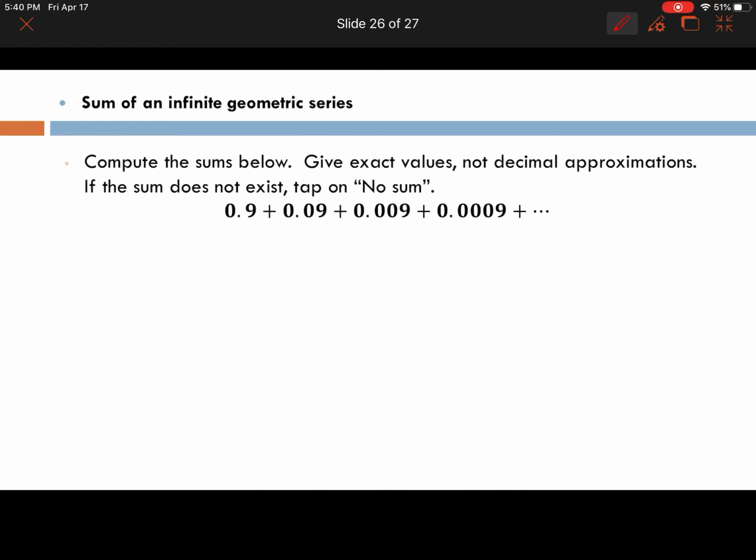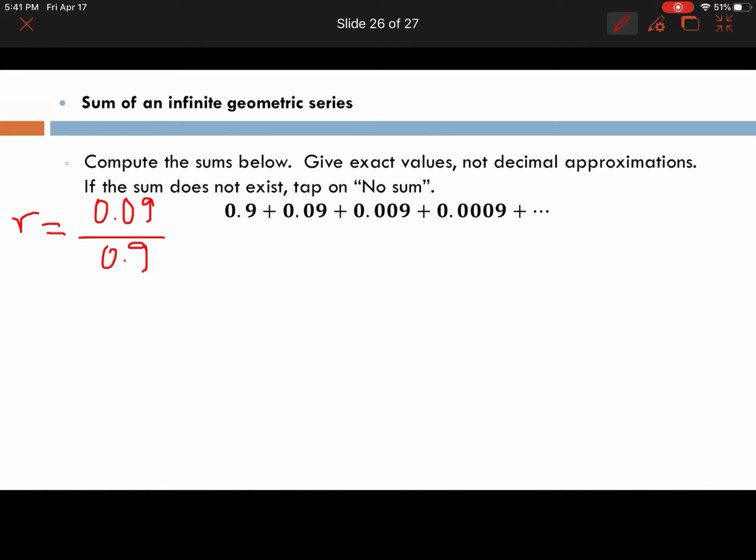Okay, now this is an interesting one. So let's figure out what our r is first and see whether it meets our qualifications. So r is going to be 0.09 divided by 0.9.